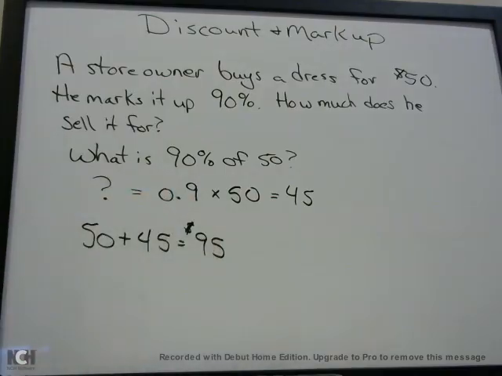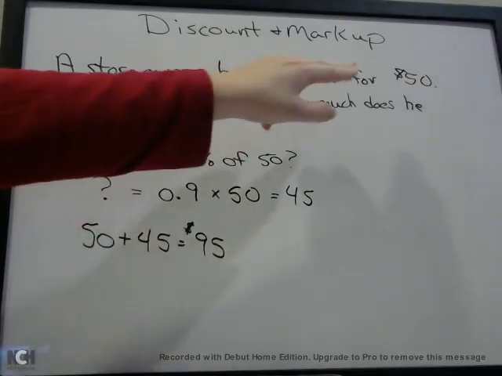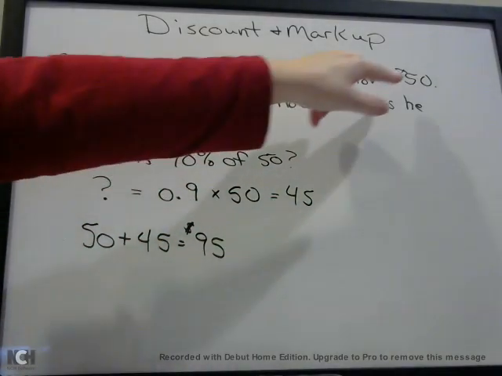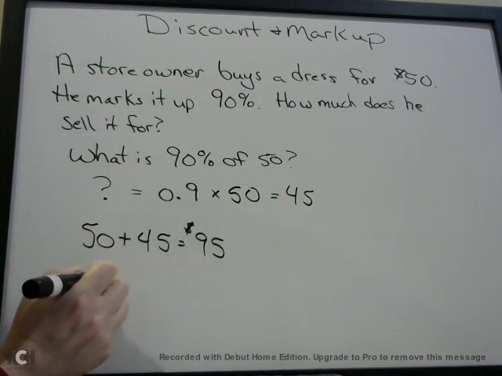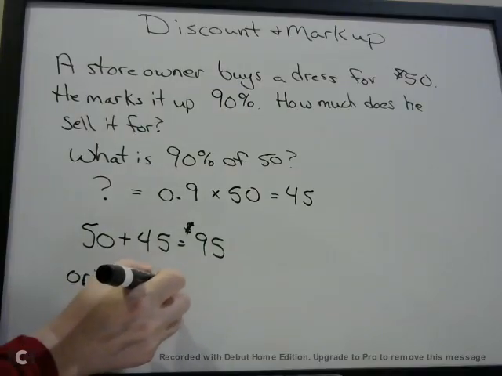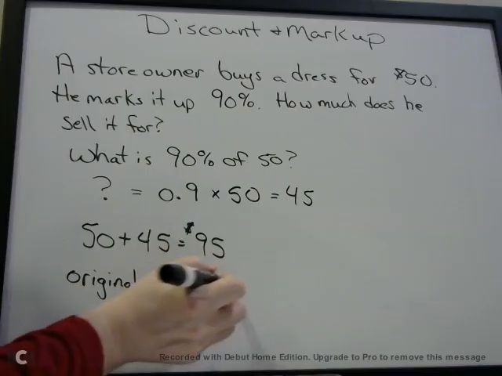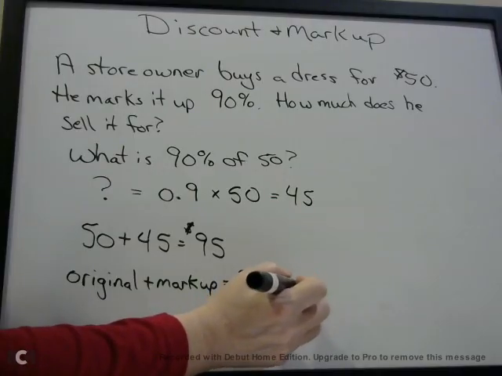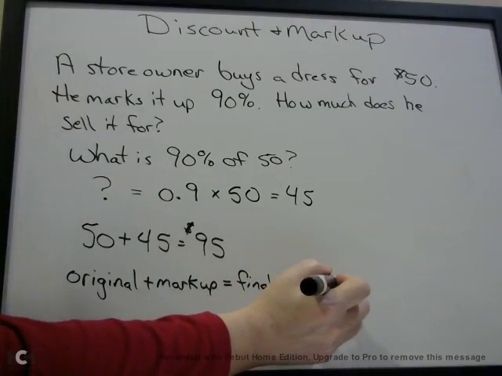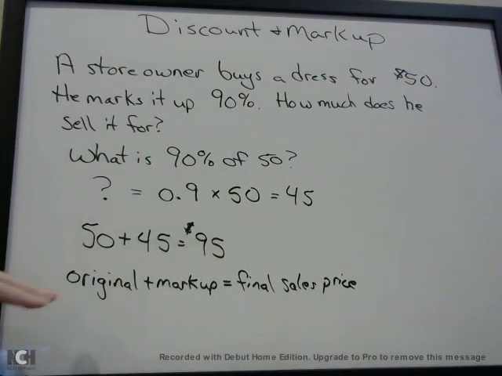So make sure you read the question. It says, how much does he sell it for? If it says, how much was the markup? Well, this is the markup. It's 90% of 50. But how much is he going to sell it for? He's going to sell it for how much he bought it for plus the markup. So it's original price plus the markup gives you your final sales price. So when you're doing markup questions, you take the original plus the markup, and that gives you your final sales price.